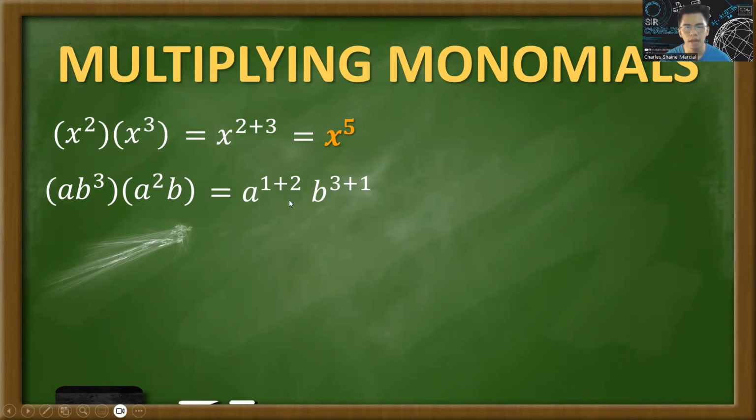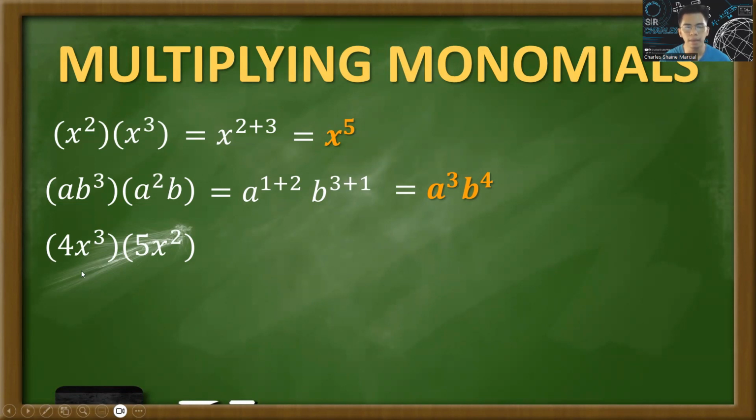Okay? Now, for a, we have 1 plus 2 that is equal to 3. For b, we have 3 plus 1 that is equal to 4. And the final answer is a cubed b raised to 4. Alright. Now, meron na tayong base, which is 4 and 5: 4x cubed times 5x squared. Same thing. Okay po? Same process lang.